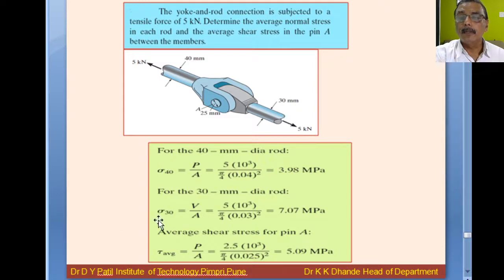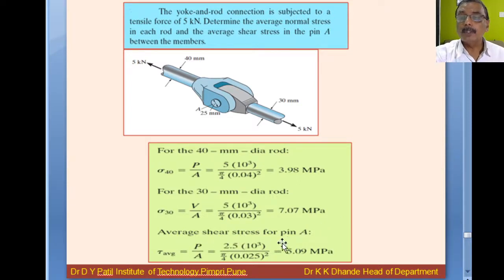Sigma 30 means the stress induced in the 30 mm bar. Here P upon A again. Instead of that notation, we have defined another notation, but we may take here P upon A. P means 5 into 10 raised to 3 divided by pi by 4 into 30 mm square directly. Here no need to convert into meter square. You may directly write pi by 4 into 30 mm square. So you will get the answer directly, 7.07 Newton per mm square.